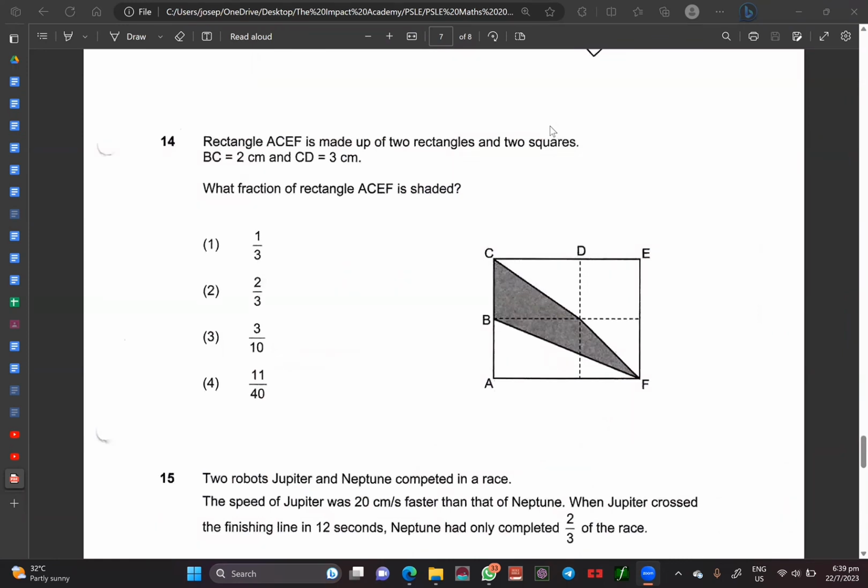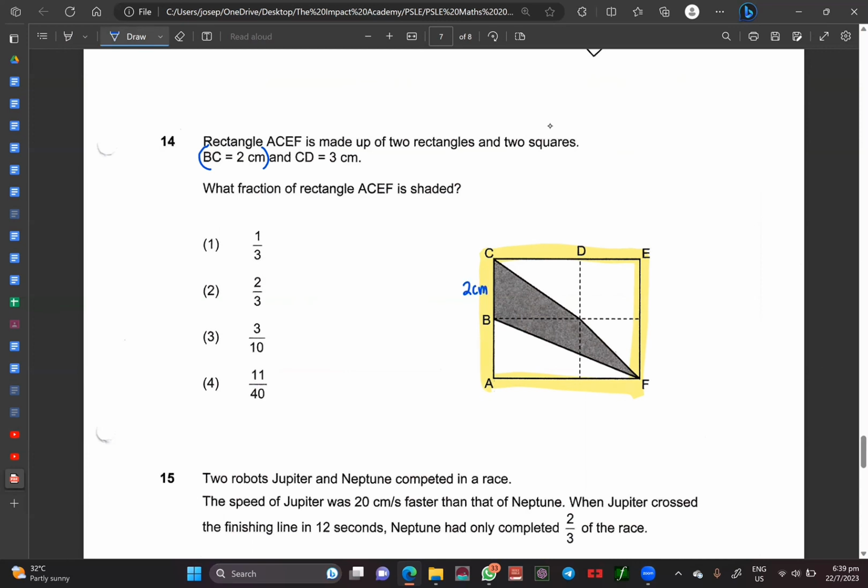So when I look at this question, it says rectangle ACEF. When I see ACEF, I want to make sure I highlight ACEF, so I know that this is what I'm looking at. It's made up of two rectangles and two squares. The first thing I want to do is read the next part of the sentence. It says that BC is equal to 2 cm, so 2 cm is over here.